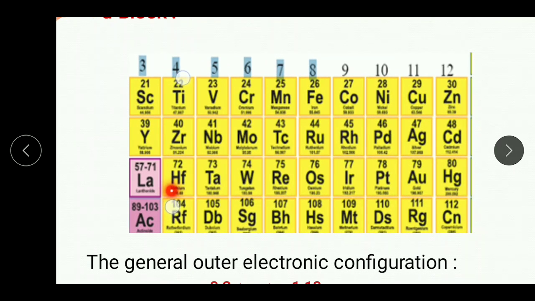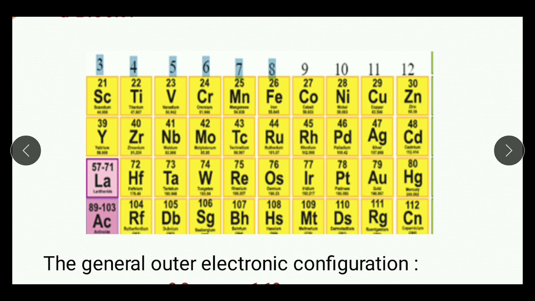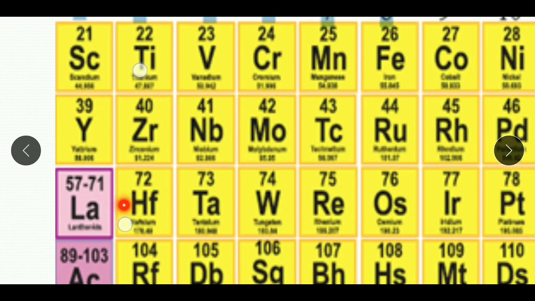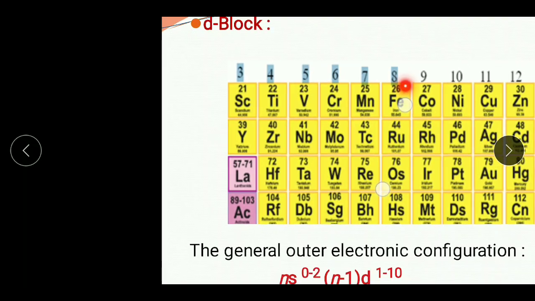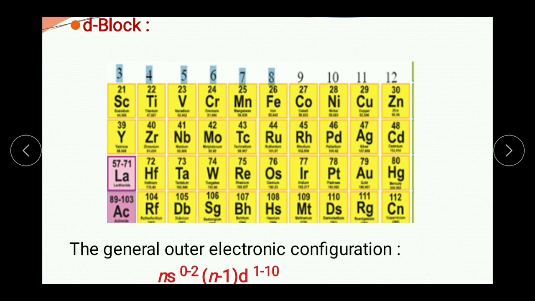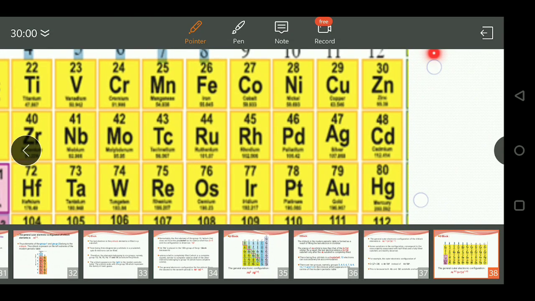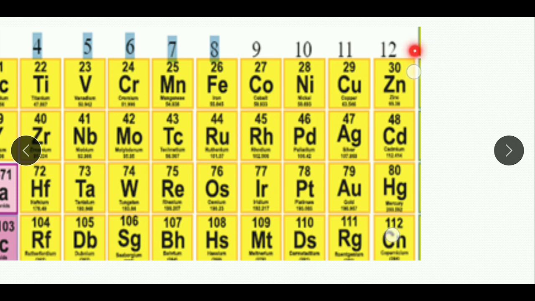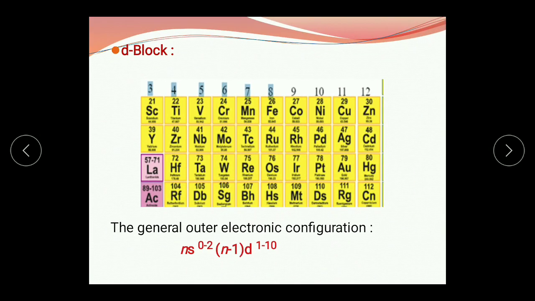5s2, 4d1 will be Y, yttrium, with atomic number 39. And 5s2, 4d10 will be cadmium with atomic number 48. Understood? So ns 0 to 2, (n minus 1) d 1 to 10 will be the outer electronic configuration of d block elements.